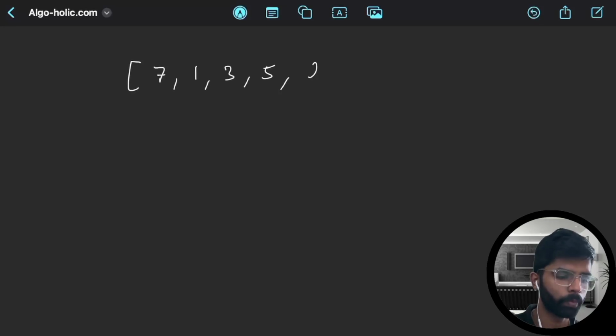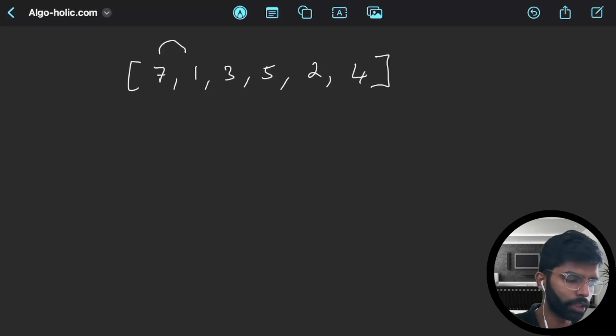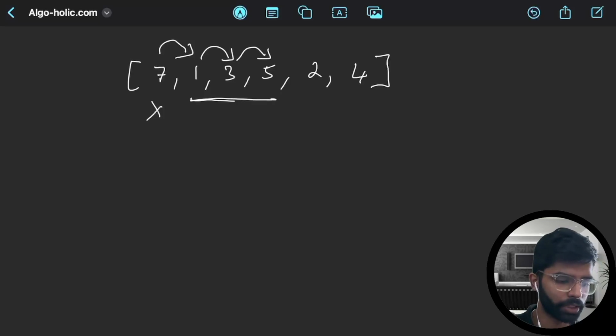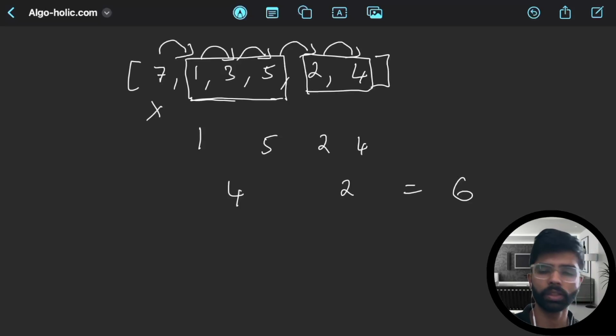So let's try to solve this problem by figuring out all the ascending order subarrays in the array. So the key here is to find out if the current value is less than the next value. If it is, then it is part of the subarray. Now here 7 is not less than 1, so 7 is not part of the subarray. 1 is less than 3, so it's part of the subarray. 3 is less than 5, so this extends. Now 5 is not less than 2, so this is one subarray. Now 2 is less than 4, so this is another subarray. So the final profit is going to be 5 minus 1, which is 4 here, and 4 minus 2, which is 2 here. So the answer is 6.